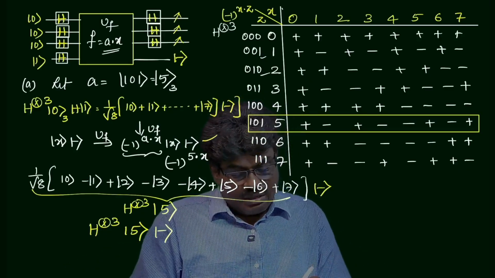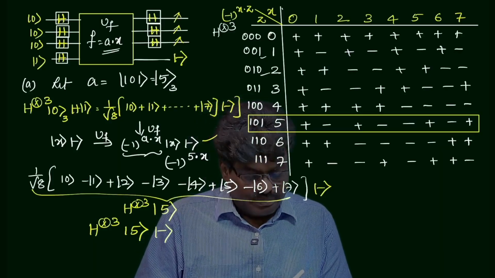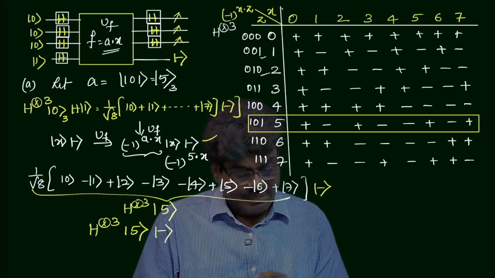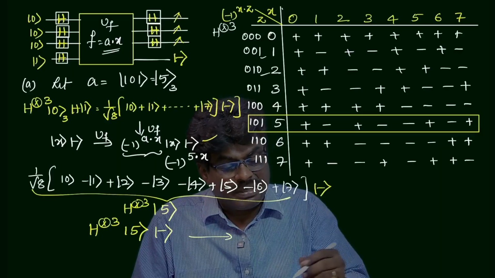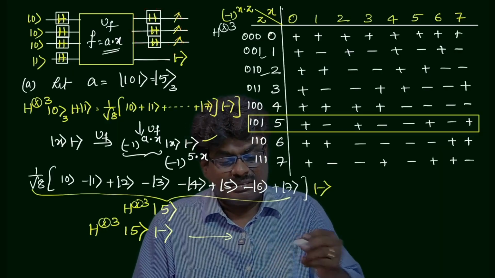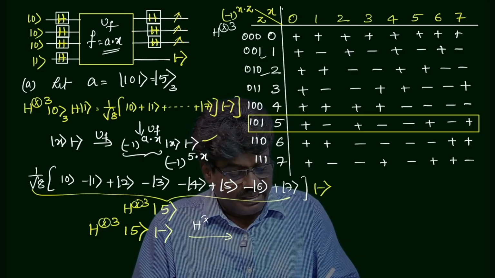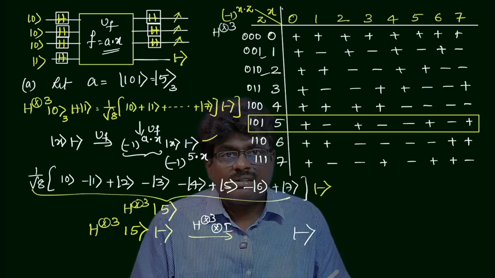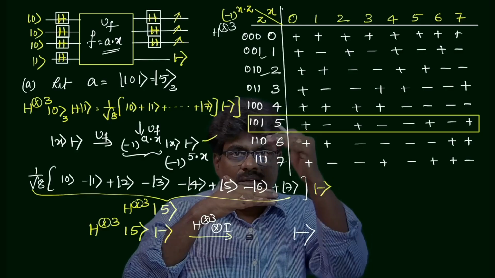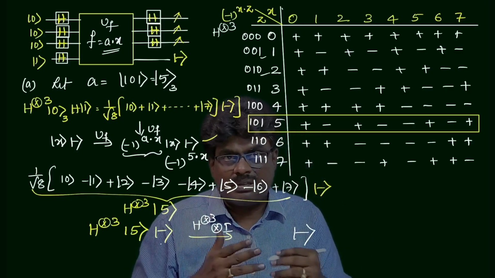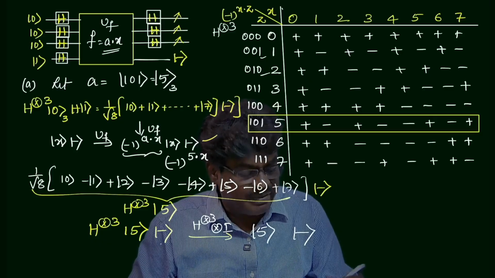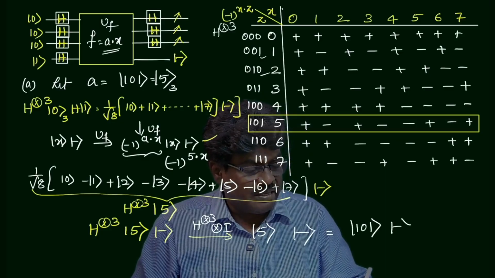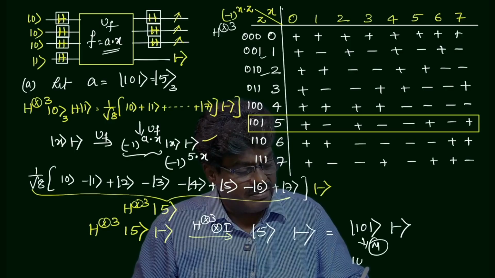So H tensor 3 operates on 5 and minus. Now here we have this operation, H tensor 3 again, tensor I. So the I will operate on this minus as it is, and 3 Hadamard operations, and again 3 parallel Hadamard operations, so everything will become identity. So you will be left with 5 again. Now if you want, you can convert into binary, that is 101 minus. So once you make a measurement, you will get 101.